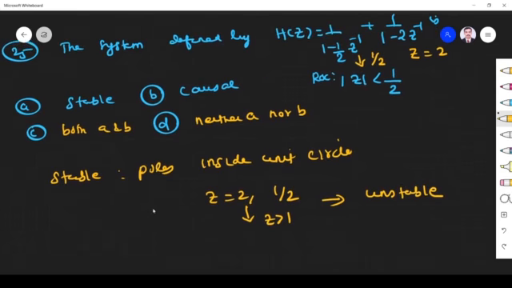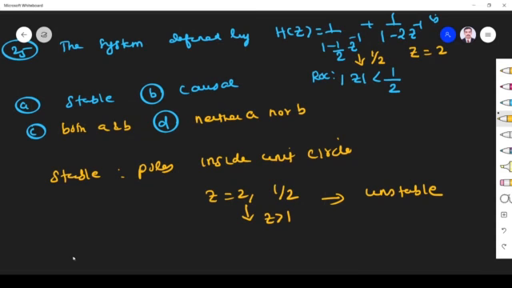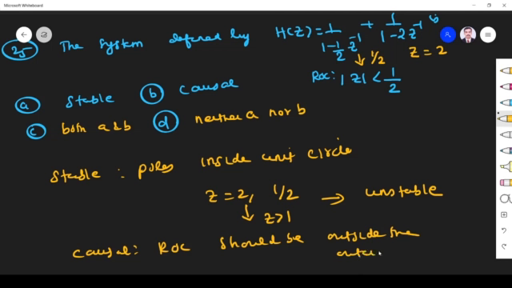For causality, the ROC should be outside the outermost pole. What is the outermost pole? Outermost pole out of these two is 2. But what is the ROC? The ROC is inside, less than 1 by 2. Outermost pole means 2, so the ROC should be greater than 2. But here the ROC is less than 1 by 2. So this implies non-causal.